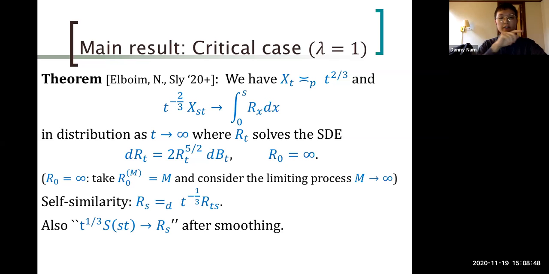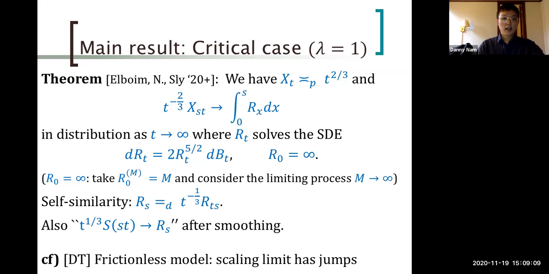Also, the frontier of the aggregate is given by the integral of this diffusion, and this diffusion itself corresponds to the scaling limit of the speed. But the speed itself turns out to be something kind of chaotic, which is difficult to study, and this kind of scaling limit holds upon appropriate smoothing process. On the other hand, in the frictionless model studied by Dembo and Tsai, they also have an explicit description of the scaling limit, but their scaling limit turns out to have jumps, which is a very different behavior from our scaling limit, which is a differentiable curve.